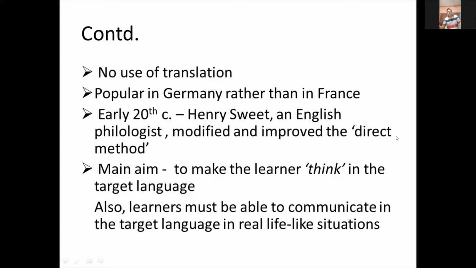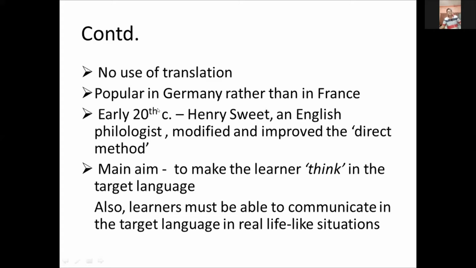Now, the main aim of this method is to make the learner think in the target language. If we can think in the target language, then only can we speak in that language. So the stress was on the ability of the learner to think in the target language. And if he thinks in the target language, he will be able to communicate in real life situations. This was the main objective of the direct method.